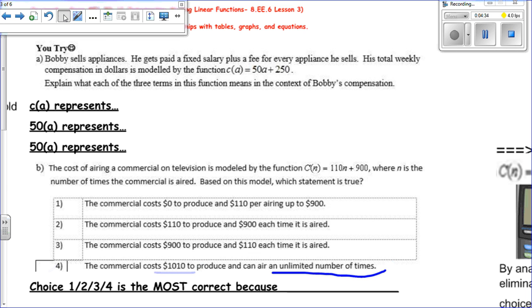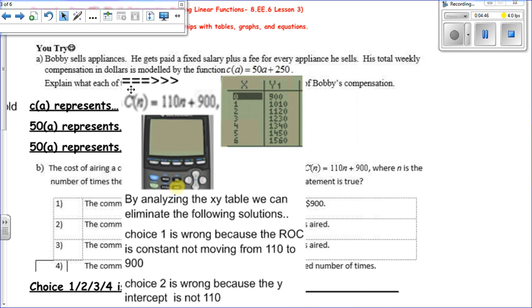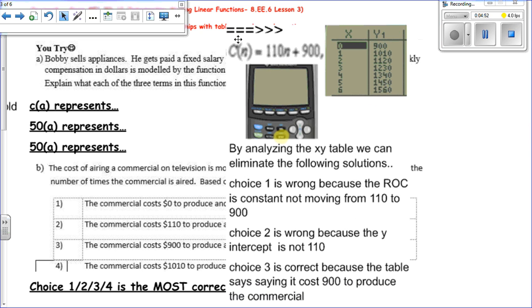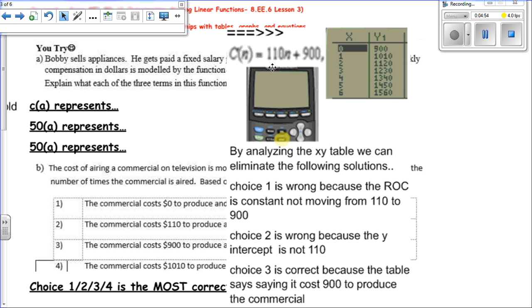Here's the deal, guys. I was going to wait for you a little bit, but first thing I want to do is put that equation, that function rule, into my graphing calculator, and find the second graph button and look at my table. Wow, okay, so at the very beginning, I've got to pay $900. What for? And then after one commercial, I've got to pay an additional $110, so 900 plus 110 is 1010. Oh, okay. What's that for?